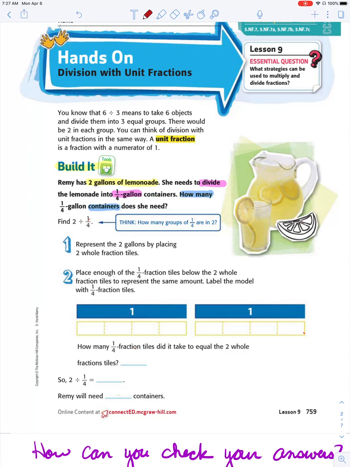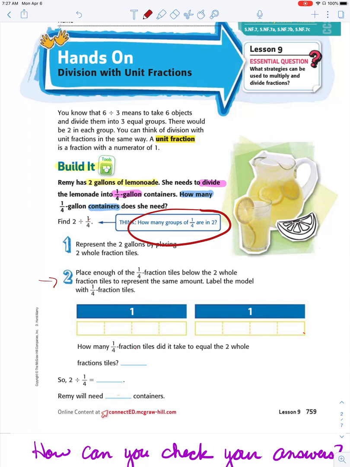So what are we finding? We are finding 2 divided by 1/4. So this is again the other way of thinking about this, what this problem is saying, which is how many groups of 1/4 are in 2. So you can say it that way as well. All right, now Maya, if you were to do example number 2, think about how you would do it.